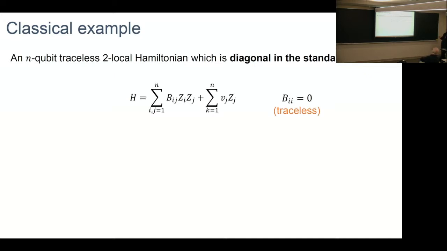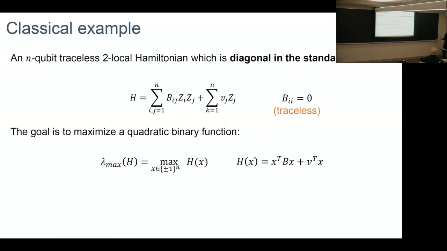Here we have a quadratic term and a linear term, and the fact that it's traceless means that this matrix B has no diagonal elements. So this is a classical quadratic binary function. Although I expressed it as a matrix, our goal is to compute the maximum eigenvalue. Since it's diagonal, we can just look at the diagonal entries, and those are described by this binary quadratic function. It's an easy fact that computing the maximum of such a function is an NP-hard problem.